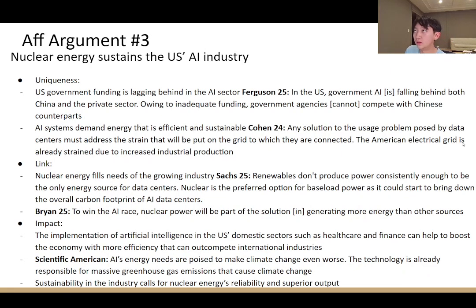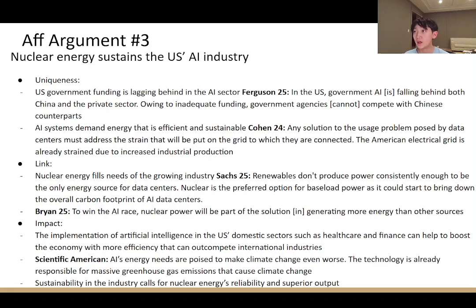Okay. Let's look at argument number 3, which is that nuclear energy sustains the US's AI industry. This argument is kind of interesting, and I would recommend debaters run this argument and actually research it because it is pretty interesting. So yeah, let me just run through it first.